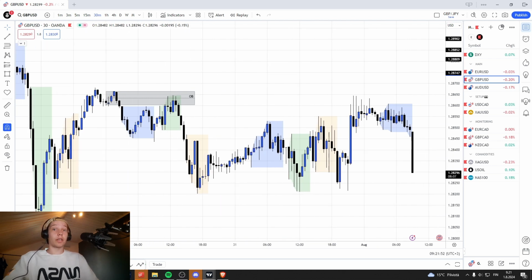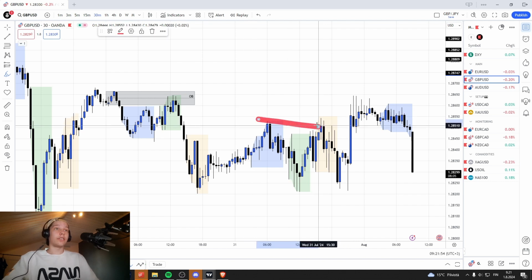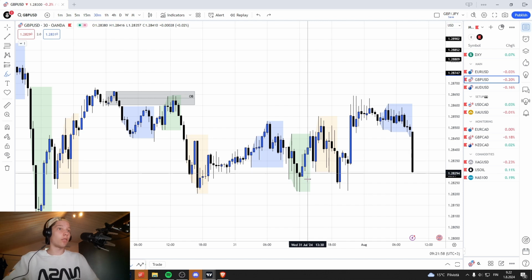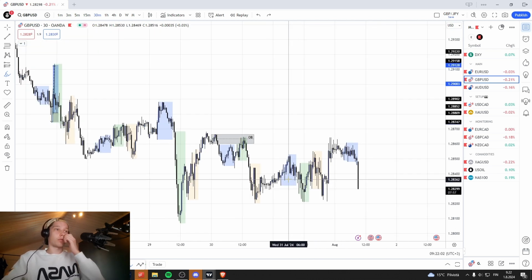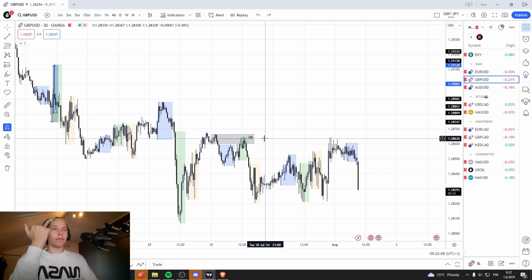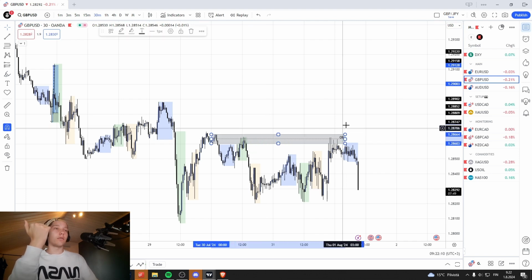GU only breaks above the Asian high during New York as well. Doesn't even do it in London. So GU is much more bearish, and it just wants to consolidate clearly. So first of all, GU doesn't give me any confluence or confidence for this market.